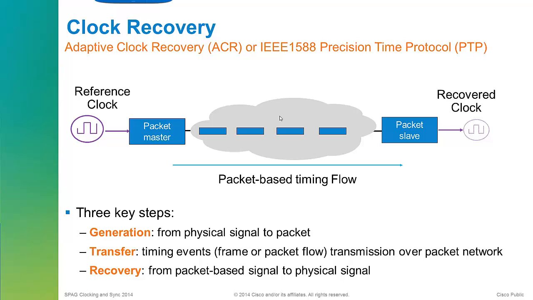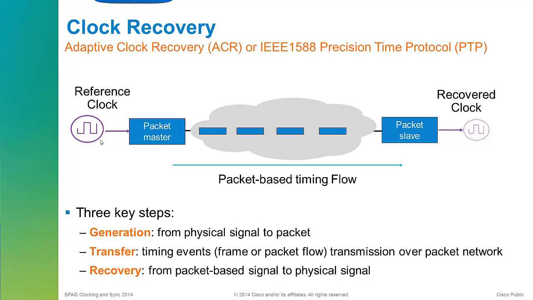So, like the physical distribution method, the packet distribution method has the same job to do as we've seen before for a PTP or packet-based distribution method. There are two methods that I talk about a little later on. One is called adaptive clock recovery, and the other is PTP, and we'll talk mostly about PTP because adaptive clock recovery is quite limited in most cases.